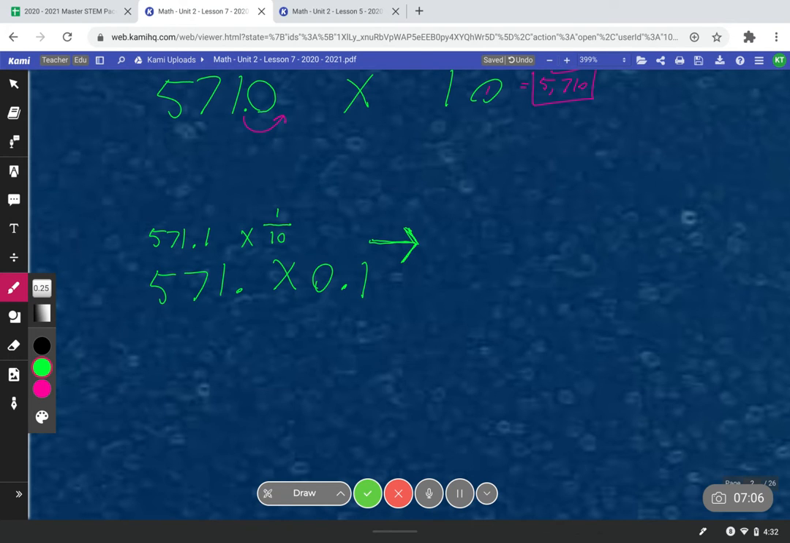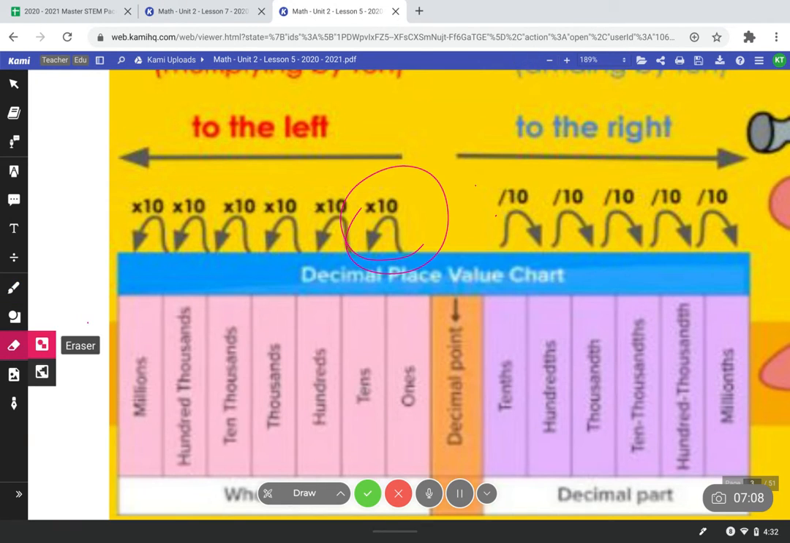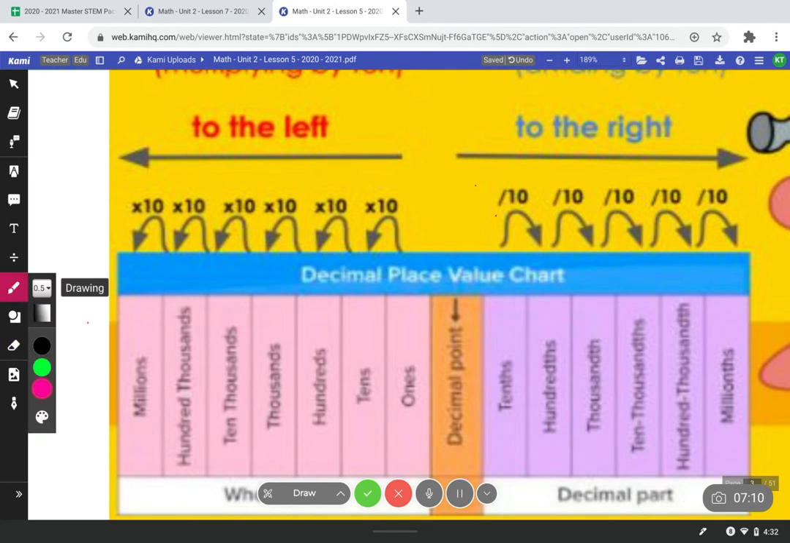But on this picture, I see how I would increase by the powers of 10. But what about when it's a fraction? What does that do? So we just need to change the form.